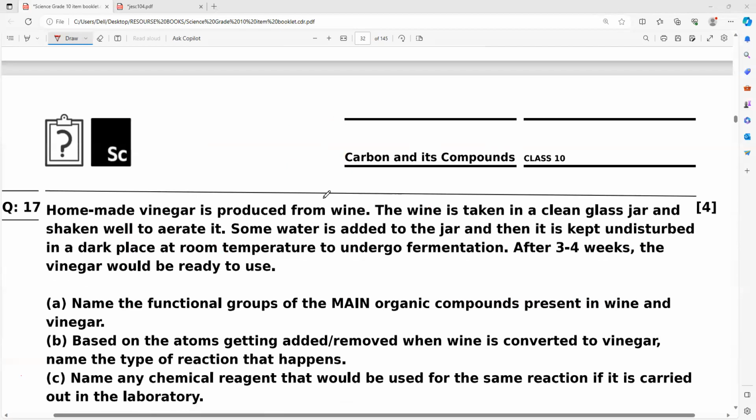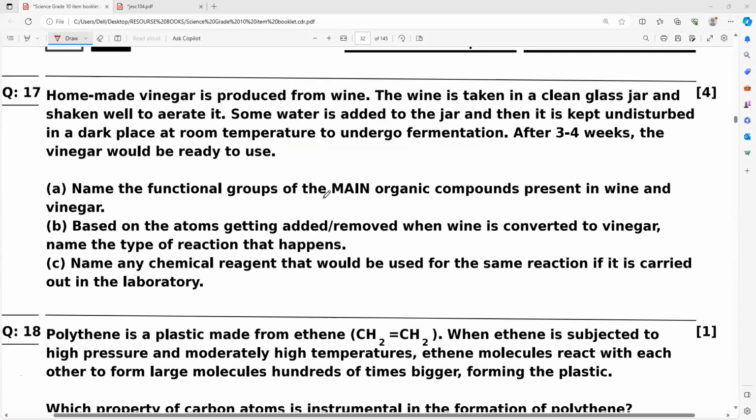Next. This question is a little important, so give me your attention. Homemade vinegar is produced from wine. So vinegar definitely contains an acid. What is that, everybody?